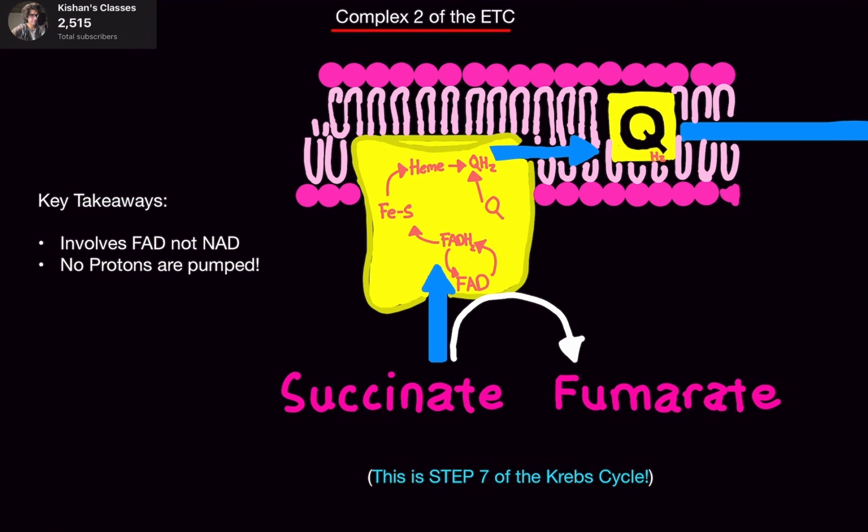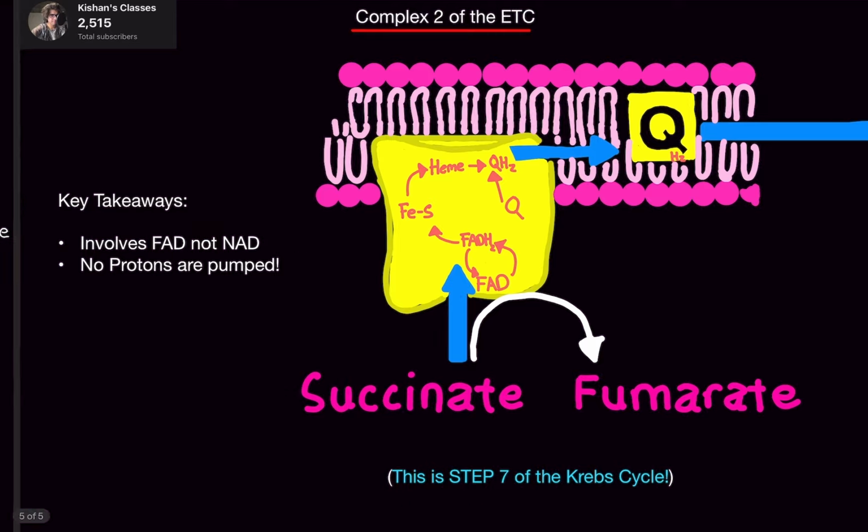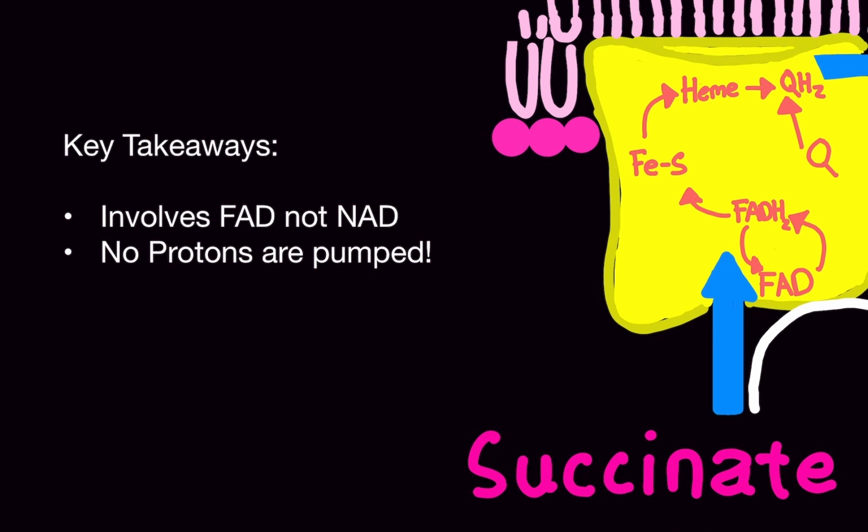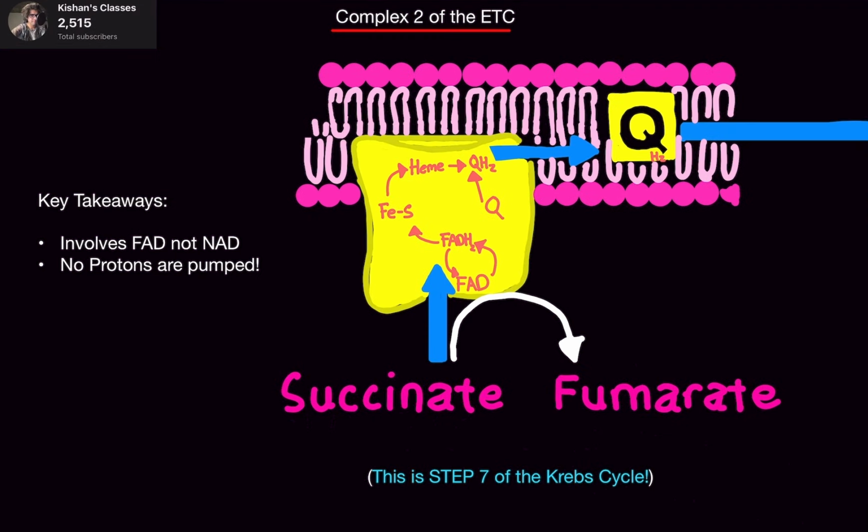All right, so complex 2 is not really talked about too much. The reason is because it's very easy and there's not much to talk about. There's really two key takeaways you need to know about complex 2. We're going to go over the entire thing, but there are two things you need to really know. And that is that FAD is involved and not NAD, and there are no protons being pumped. If you're ever asked exam questions, it's usually going to be on these two things. Either or and. There's really nothing else to ask about complex 2. But let's go over it, just in case.